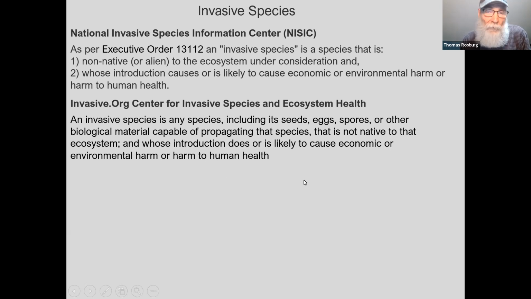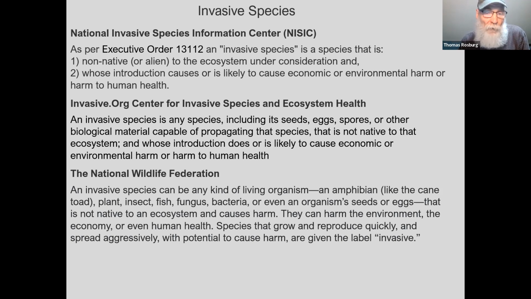And that's the one that, again, we're mostly concerned with. But note that it doesn't have to be a species that's doing ecological damage per se. It could be a species that's harming human health too, and that would make it qualify.